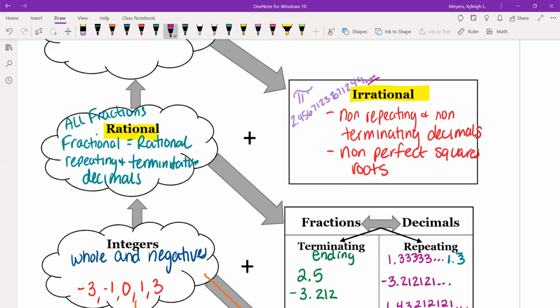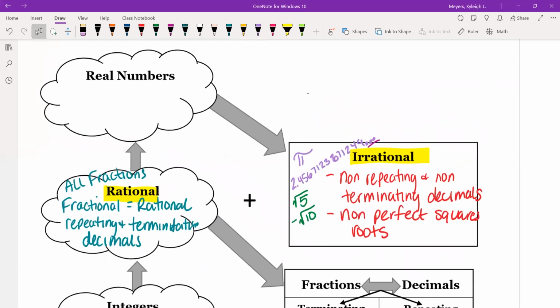A non-perfect square root is a square root that doesn't simplify to a whole number. I'll show you how to do a square root on the calculator. An example is the square root of 5 or negative square root of 10. So rational are fractional and repeating and terminating decimals. Irrational are non-repeating, non-terminating. Real numbers are all the numbers, but we funnel up rational and irrational.